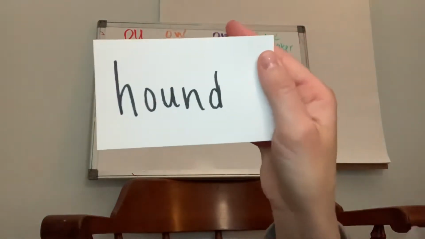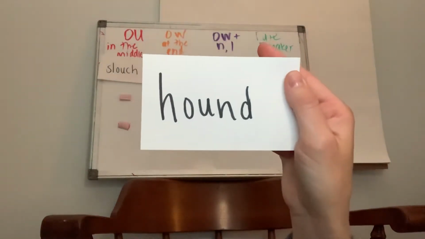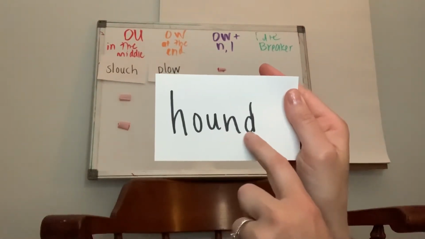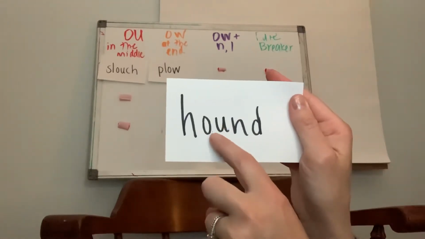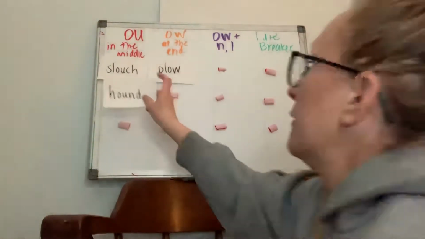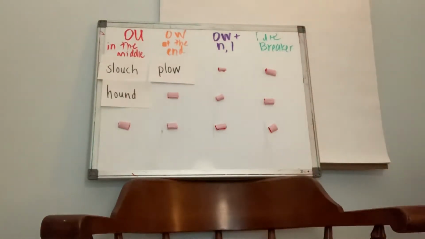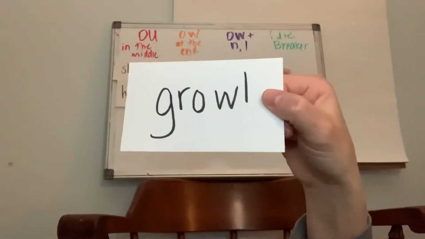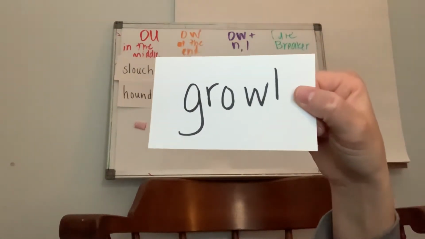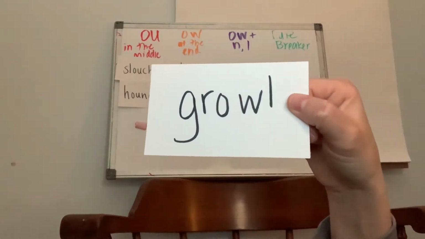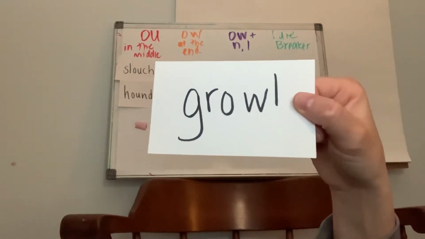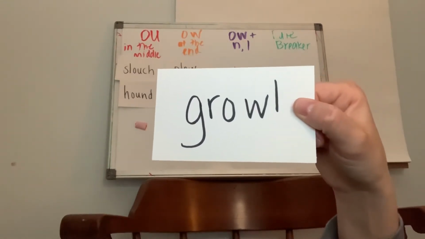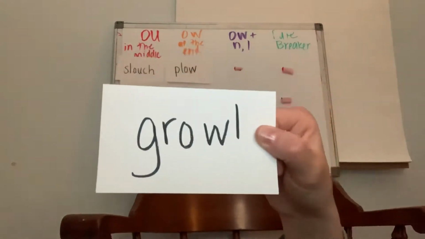Hound. Hound, I hear ow, ow, d. There is an N after it, but there's more than one letter. So we're good. It's an OU in the middle of a word. Growl. Now wait a minute. I hear that ow sound in the middle of a word. Usually that's with an OU. But in this case, it's correct. It's with an OW because the next letter after that ow sound is an L. And that follows our rule.